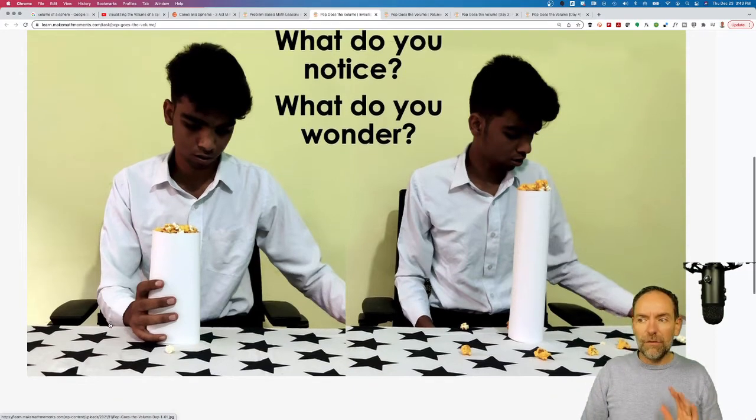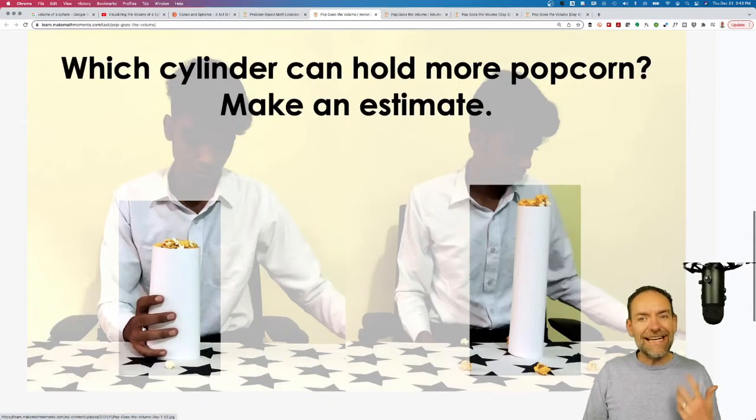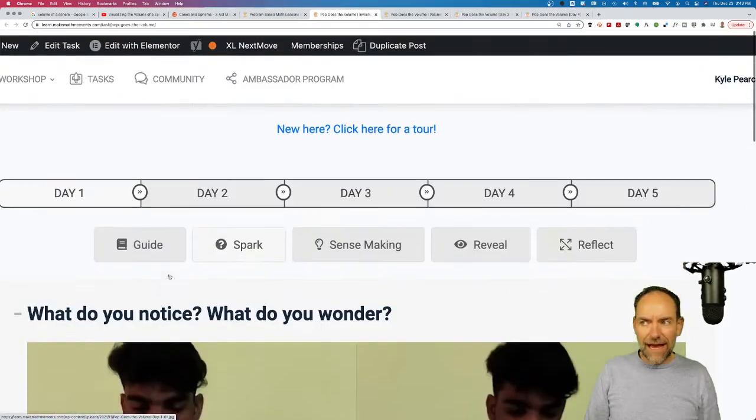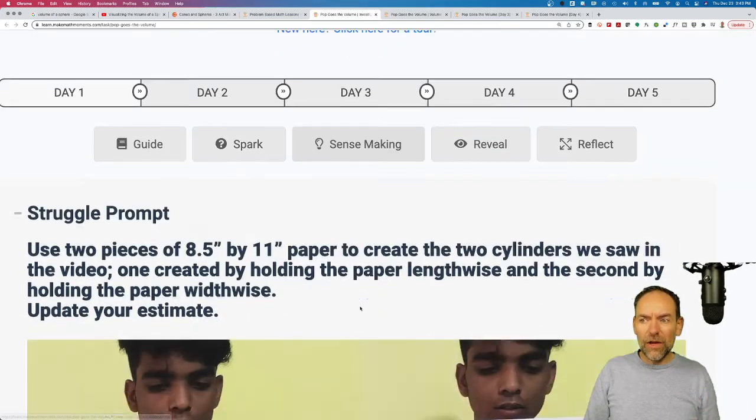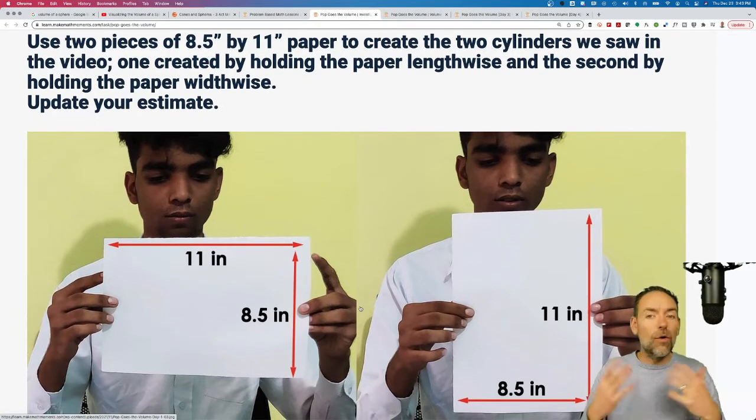Whatever they come up with, we get them noticing and wondering, and then we have them take a stand. We say, which cylinder can hold more popcorn? Make an estimate or a prediction, and say which one. And if you're daring enough, is it a lot more? Is it a little more? Which one do you think? And you can hold this vote with your students in the classroom. As we roll along, we have them build these cylinders themselves in order to investigate.